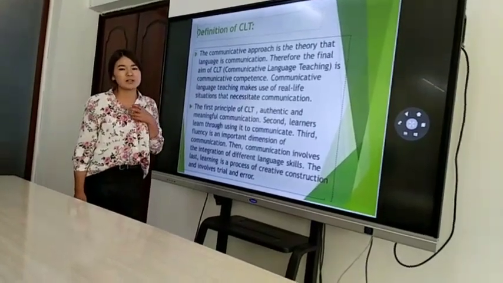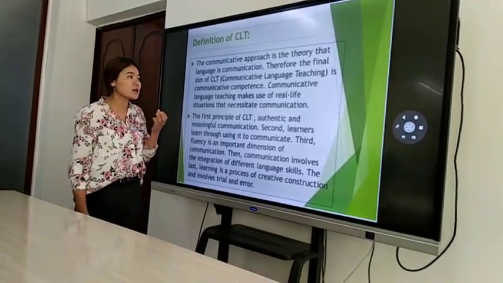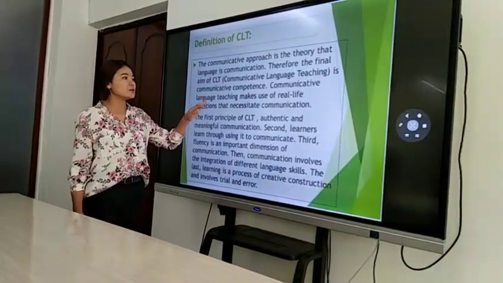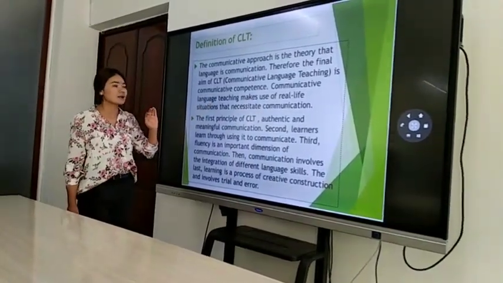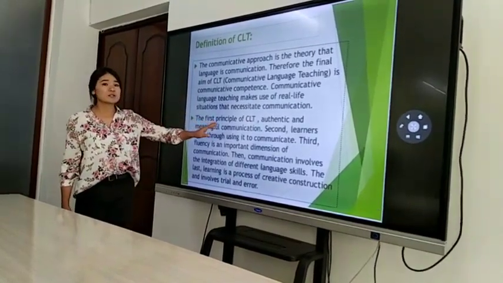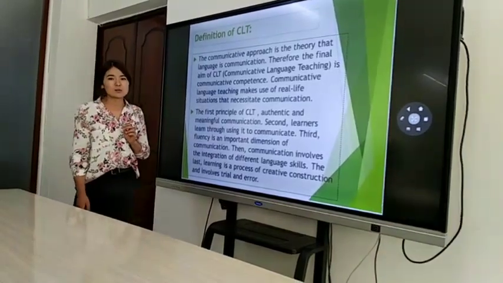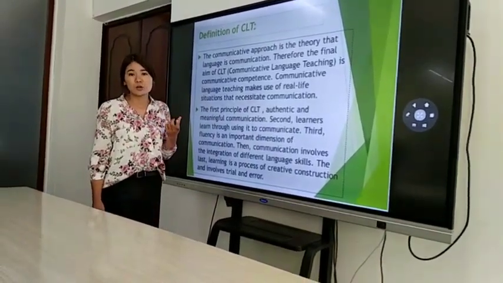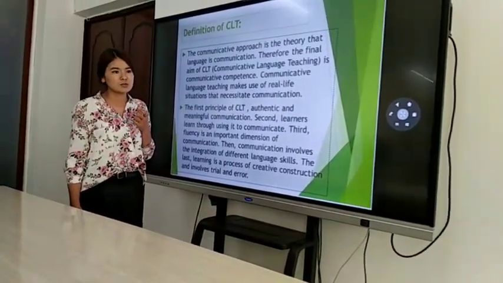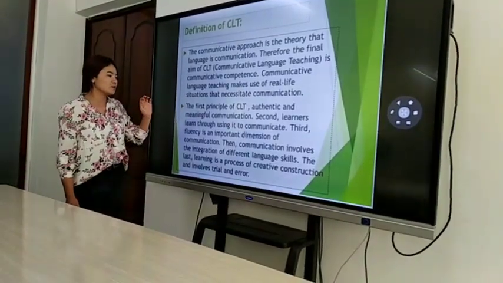Because you can explain your inner emotions with your speech, and communicative language teaching methods make use of real life situations and necessary communications as well. And the first principle of the CLT method is authentic and meaningful communication. It means authentic materials like videos or audio materials, or real life communication with native speakers or teachers who already know the English language.